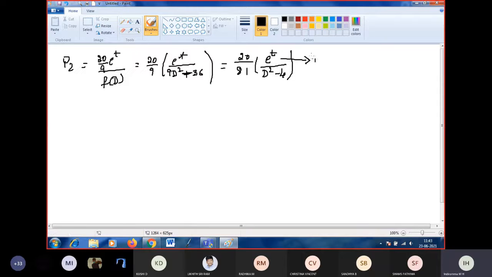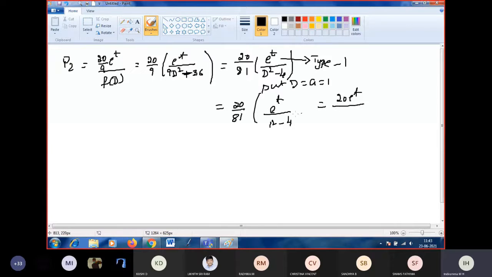Which type is it? Type 1. Put D equal to a, where a is equal to 1. It becomes 20 by 81 into e power t divided by 1 square minus 4. So that is 20 e power t by, it is minus 3, right? Minus 3 into 81, that is 243. So this is our P2 value.